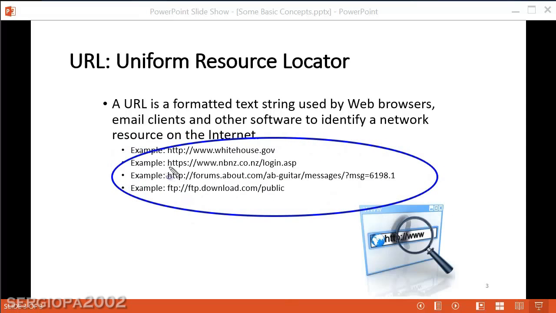All these are URLs. This string of text, https:// all the way to the .asp, is called a URL, and it points to a specific resource on a specific computer on a specific network. So this could be not only a web page, but it could also be a PDF document, a Word document, an MP3 file, a movie, any sort of file could be pointed to using a URL. And it's the one that we use in internet web browsers.